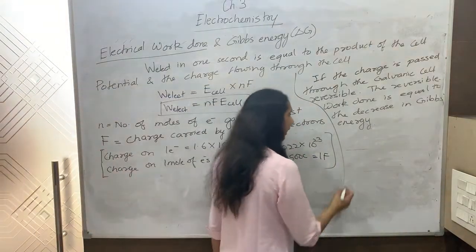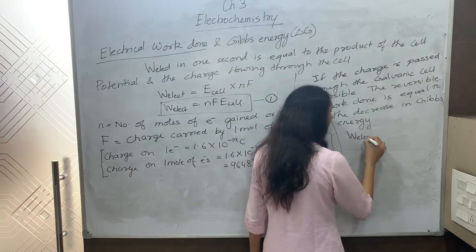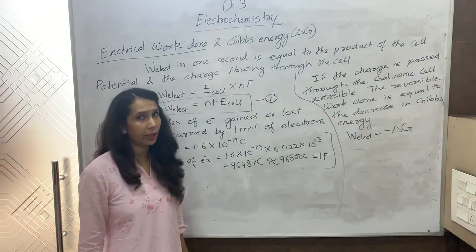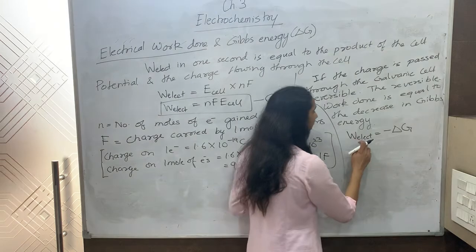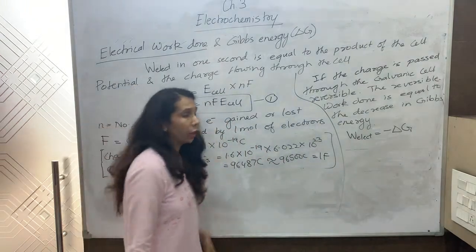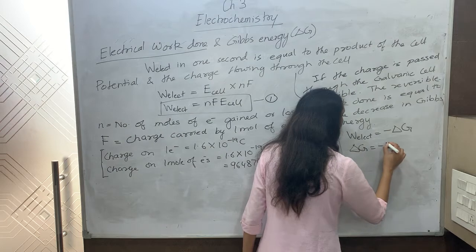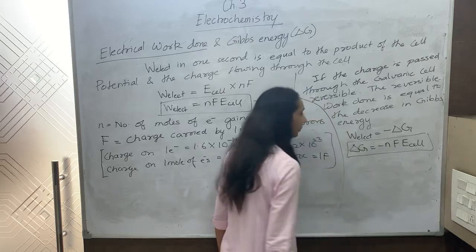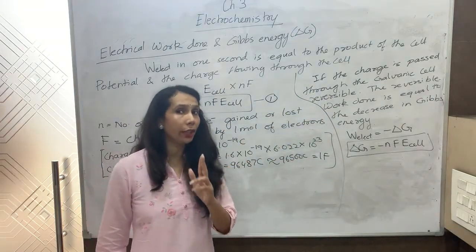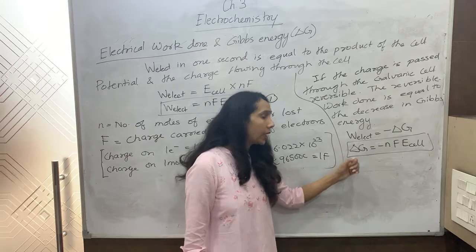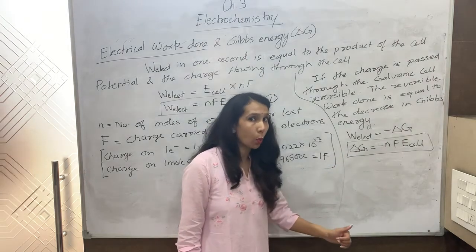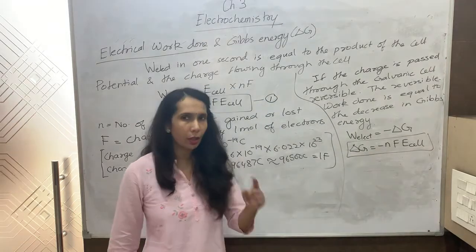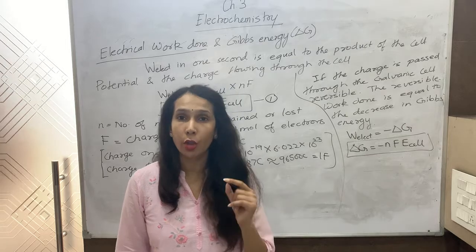Now, what we can say? W electrical is equal to minus delta G, the decrease in the Gibbs free energy. I know the value of W electrical is NF E cell. So the value of delta G is equal to minus NF E cell. This is your Gibbs energy. We can also predict the spontaneity of a reaction by this. If delta G is negative, which is only possible if E cell is positive, then the process is spontaneous.